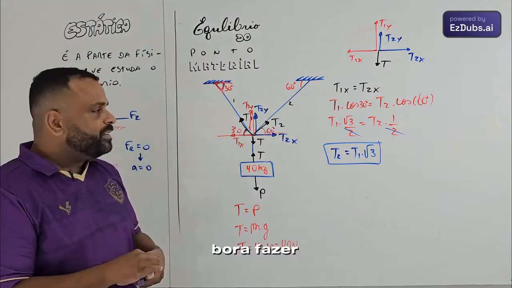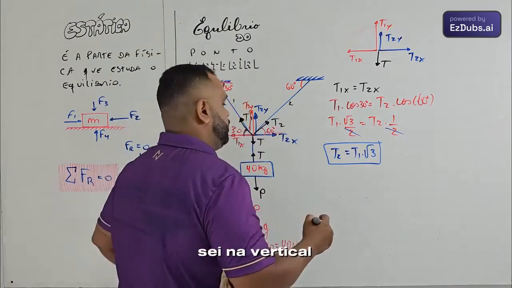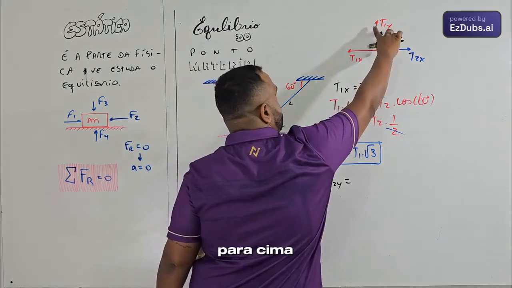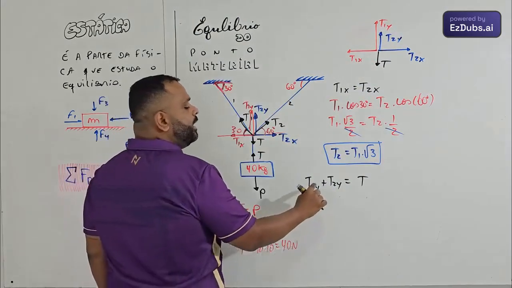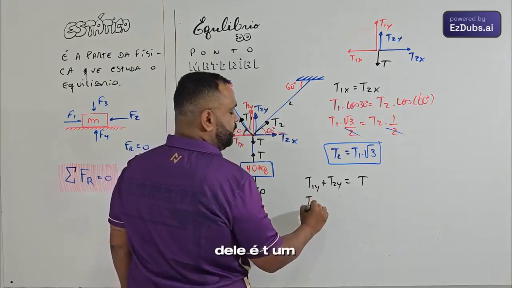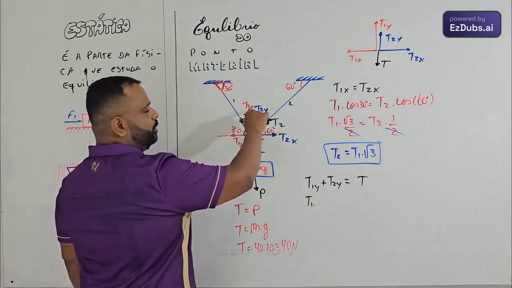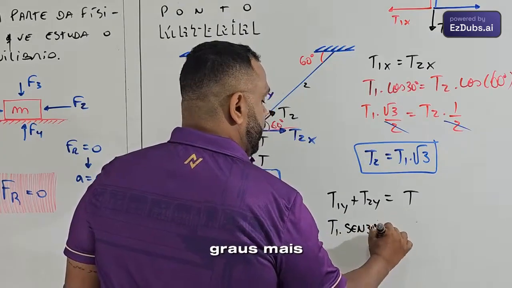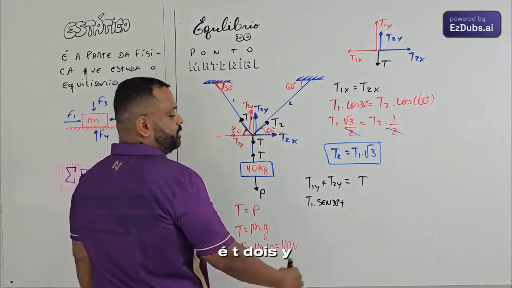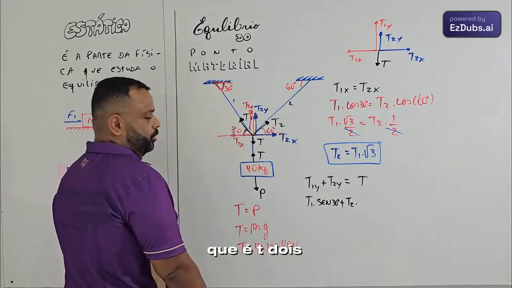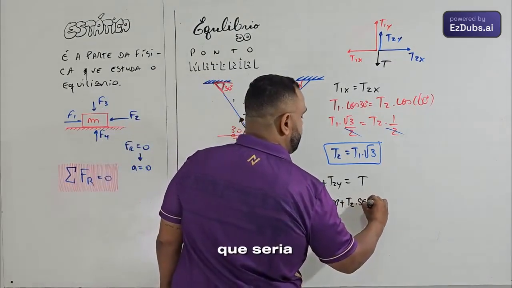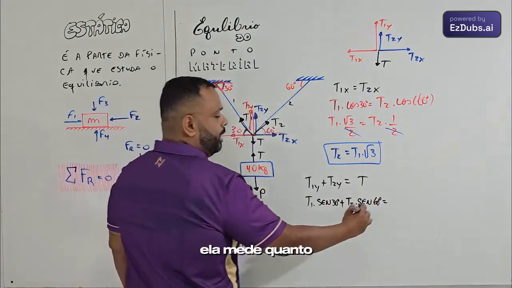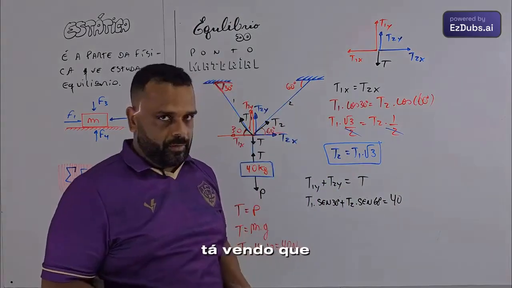Never mind. Let's now do a vertical analysis. What do I know about vertical? I know that up is T1y plus T2y. That points up. Down is the traction. How do you calculate T1y? Who is its reference vector? It's T1. As it is here in Y, it has no angle, so whose sine, folks? Sine of 30 degrees. But, come on, who is T2y? You take its reference, which is T2 times the sine of 60 degrees, equal to the traction that we have already calculated. How much does it measure? It measures 40. Do you see how easy it is?